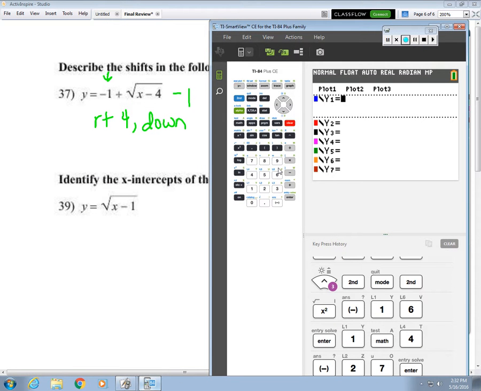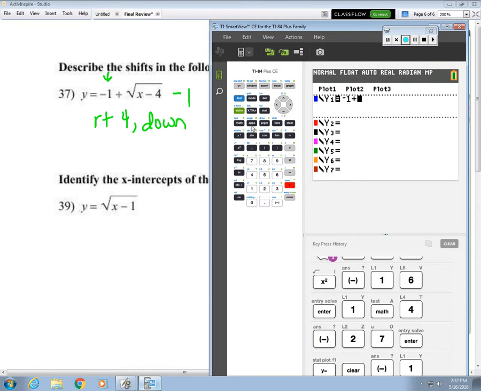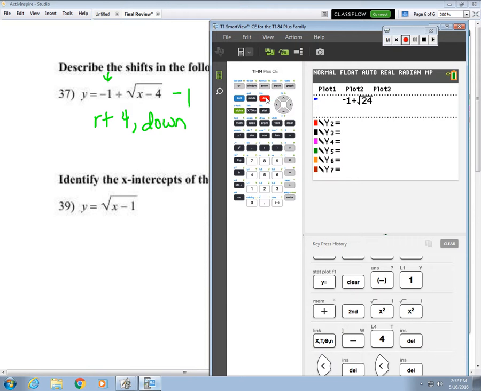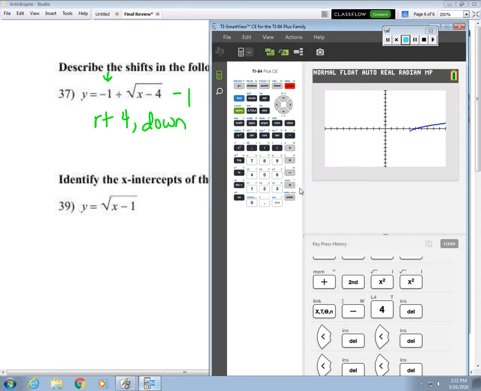Y equals -1 plus the square root of x minus 4. Oops. Hold on, let me try to fix that. Okay, so -1 plus the square root of x minus 4. Can't you see that it moved right 4 down 1?